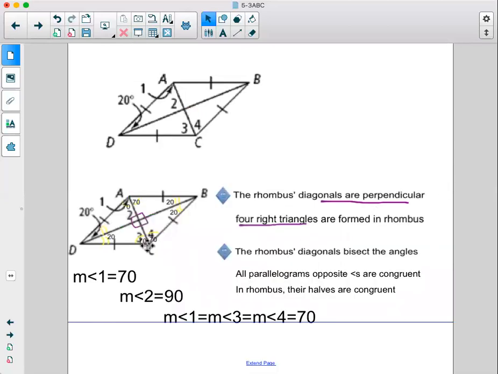If it's a rhombus, the diagonals are perpendicular, so the measurement of angle 2 is 90 degrees. And we also know that that means four little right triangles are formed. So these two little angles will be complementary inside the right triangle. We're given this angle's 20, so by triangle sum, this has to be 70. And then we know that in all parallelograms, opposite angles start out the same, but in the rhombus, the angle gets bisected, and so their halves are all the same.